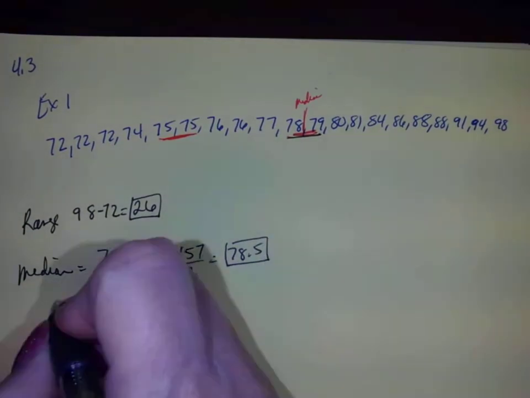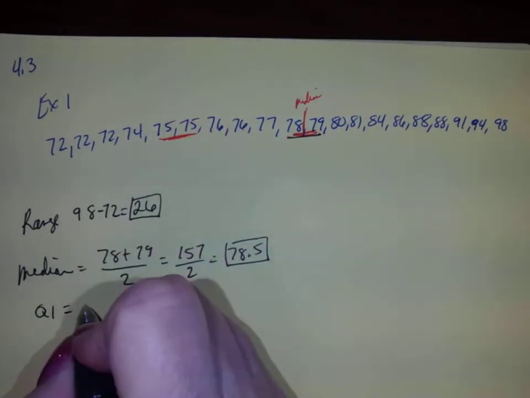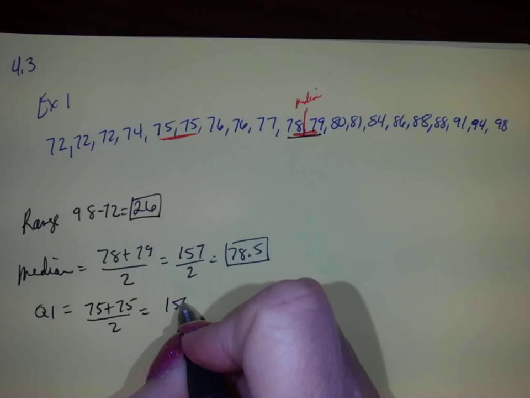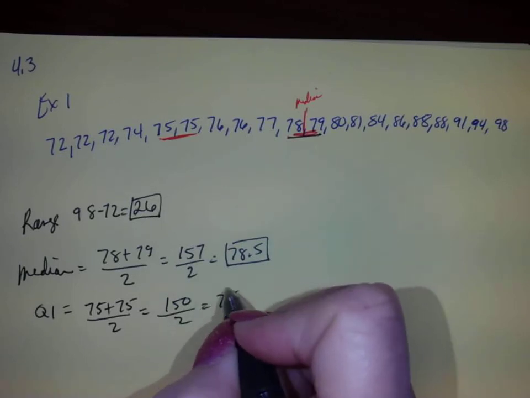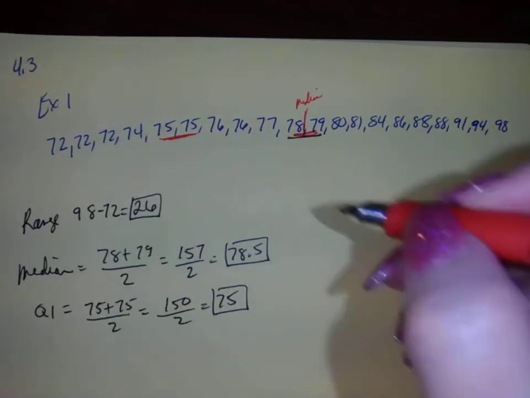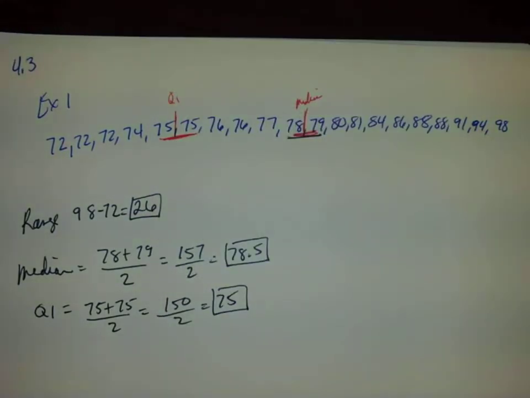So for quartile 1, I'm finding the median. I'm going to have 75 plus 75 divided by 2. 150 divided by 2 will be 75. Now we knew it was going to be 75 because it's the same numbers, right? So my quartile 1 is landing right there.